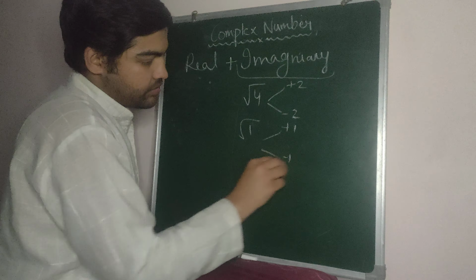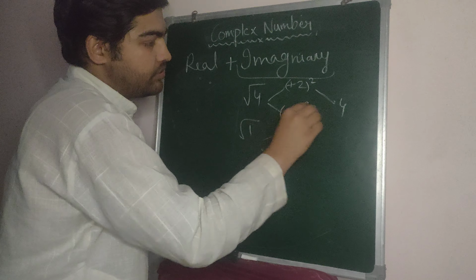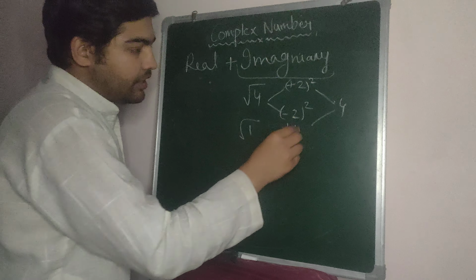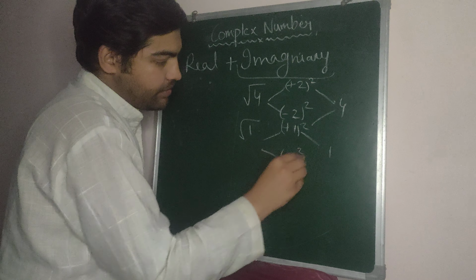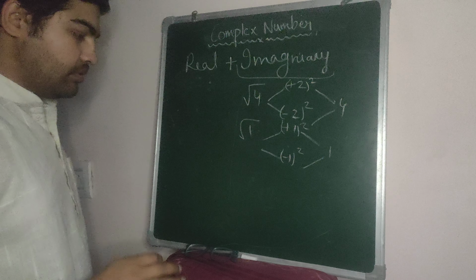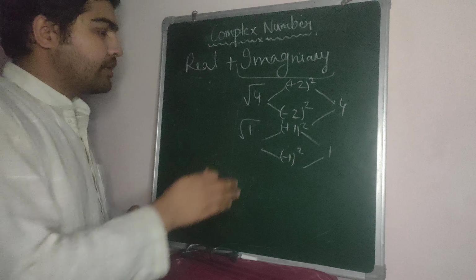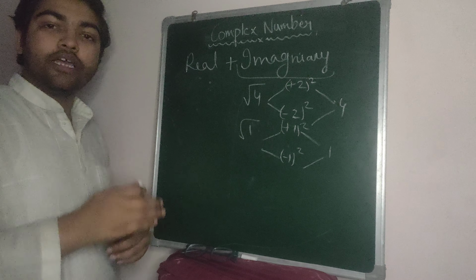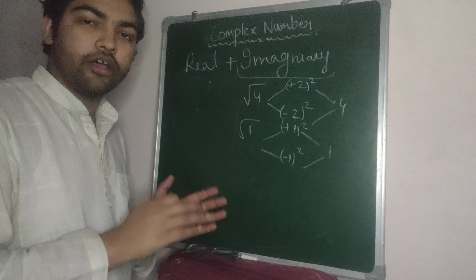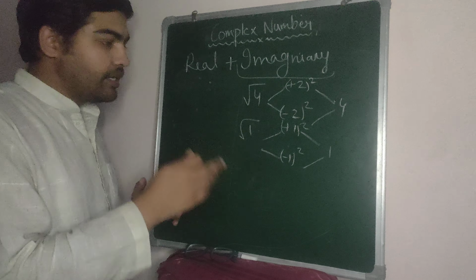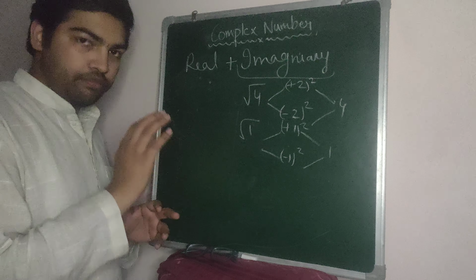If we square plus 2 it will give 4, and if we square minus 2 it will also give 4. Similarly, if we square plus 1 it will give 1, and if we square minus 1 it will also give 1. So we can conclude with these examples that if we square any number, either positive or negative, it will always give us a positive number.